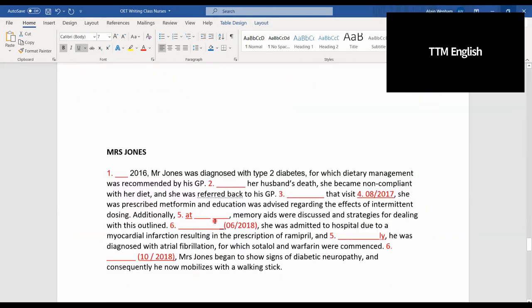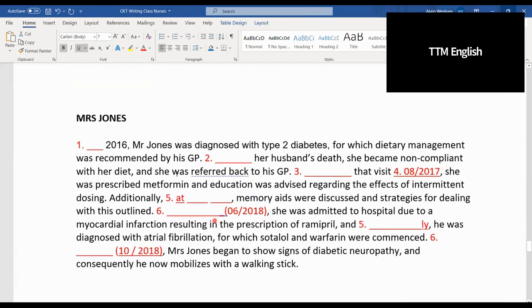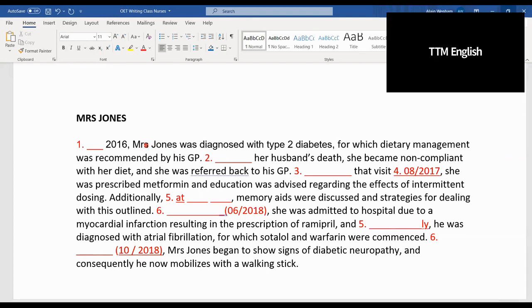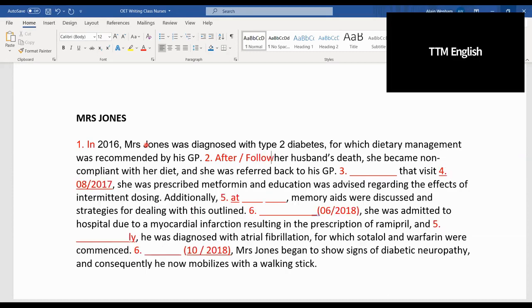It's Mr. Jones, not Mr. Dunbar. It's Mr. Jones, or Mrs. Jones even. Mrs. Jones, all right. What do I need here, guys? In. Good. So in 2016, Mr. Jones was diagnosed with type 2 diabetes for which dietary management was recommended by his GP. Something after that... After, following. Can I have following if I want? Is it okay? Can I have following? After. What do you all think? I can have both, right?